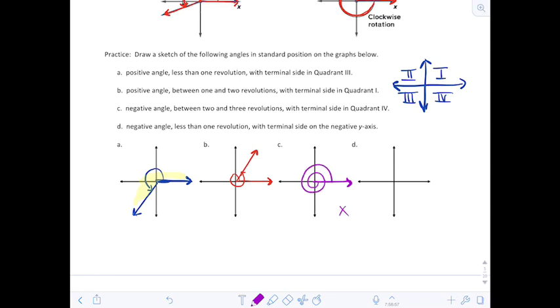twice. So between 2 and 3 revolutions, we're not going to go another full revolution. We're on our 3rd revolution around, but they want us to stop in the 4th quadrant. So there I am. There's my terminal side. So what may look like, again, an acute angle has 2 full revolutions. That has 720 degrees at least, and then some more. So even though it looks like an acute angle, because of the multiple revolutions, it's much more than that.